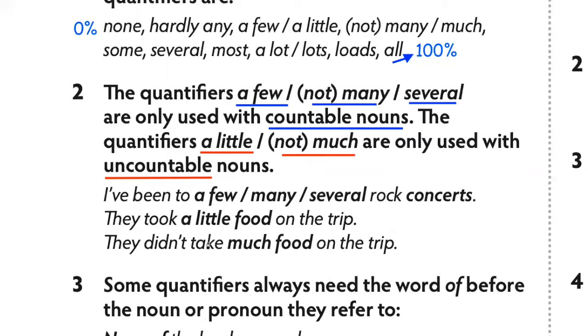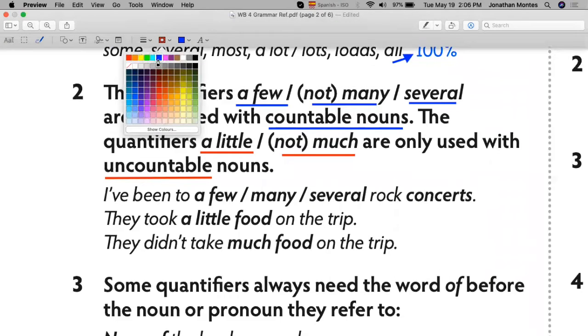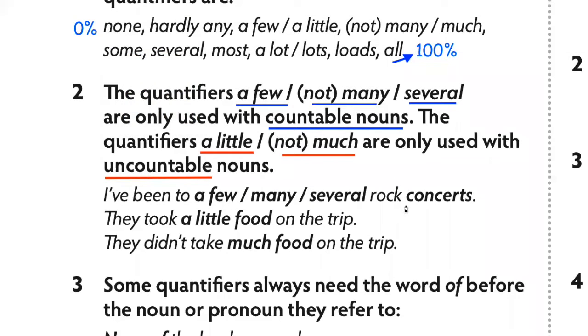I've been to a few, or many, several rock concerts. That tells you that the concert is plural because you have the plural right here, and this is obviously a countable noun. And for that reason, the quantifier for countables is a few, many, or several. Continue with the next one. They took a little food on the trip.